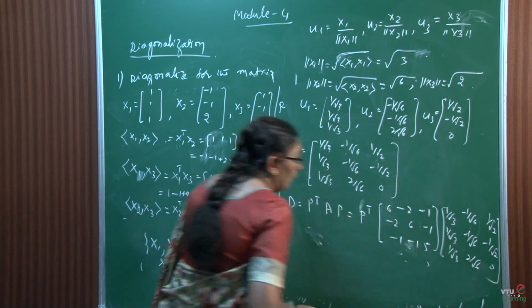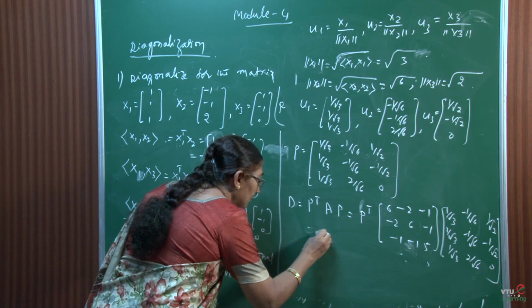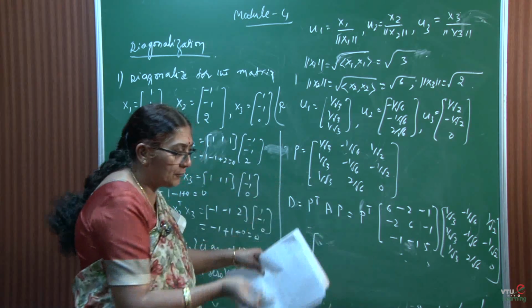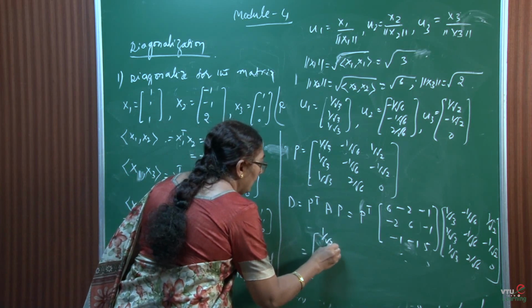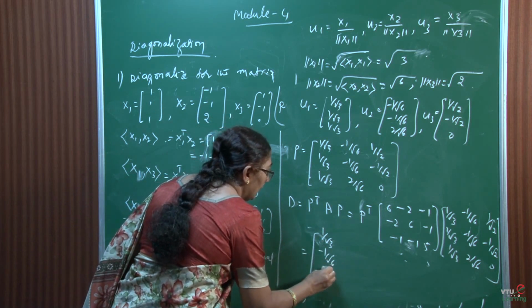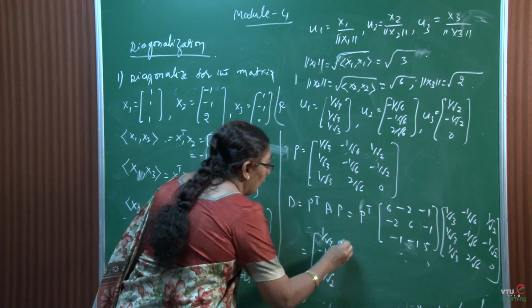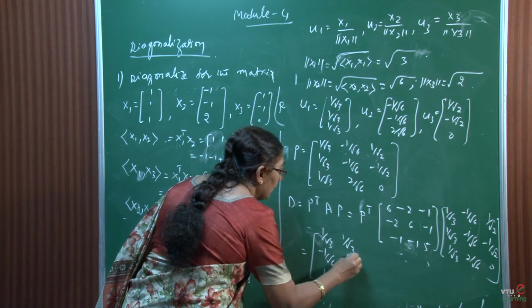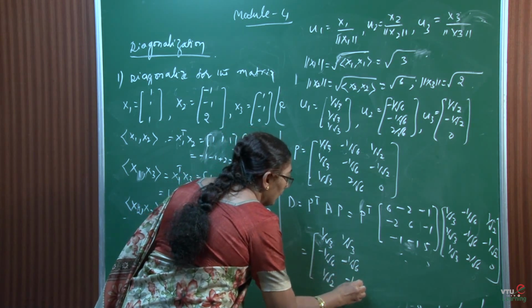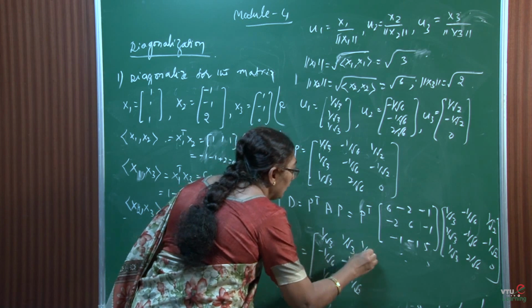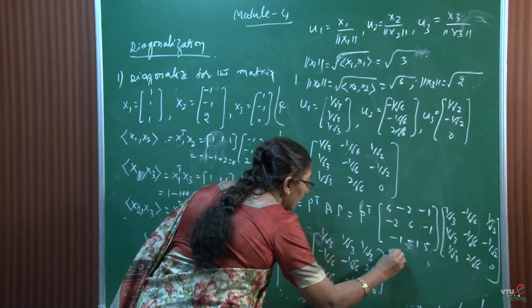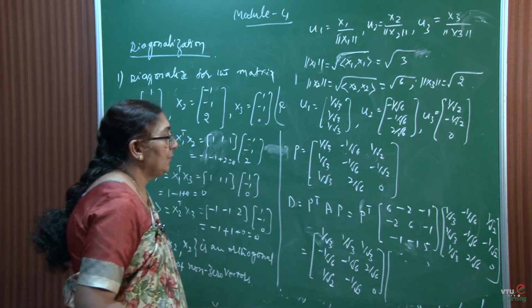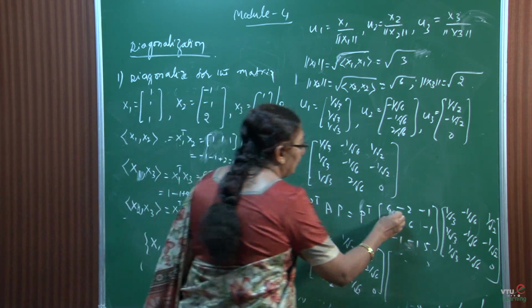Okay. While doing multiplication, now I substitute P transpose. P transpose means row becomes column. 1 by root 3, minus 1 by root 6 and 1 by root 2. 1 by root 3, minus 1 by root 6, minus 1 by root 2. What is the next? 1 by root 3, 2 by root 6 and then 0. Okay, fine.